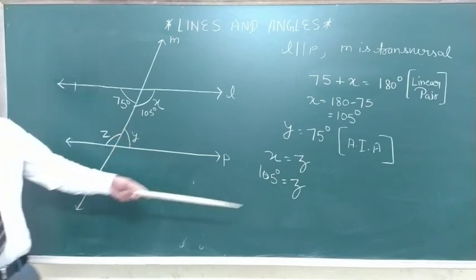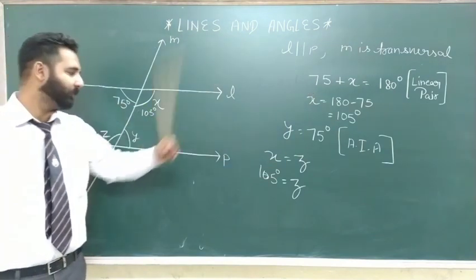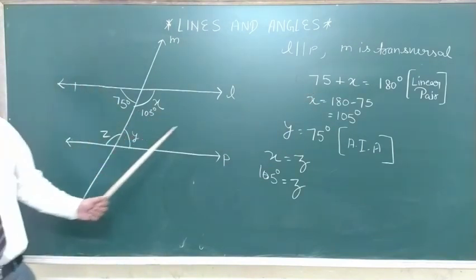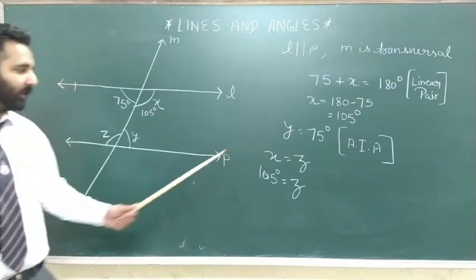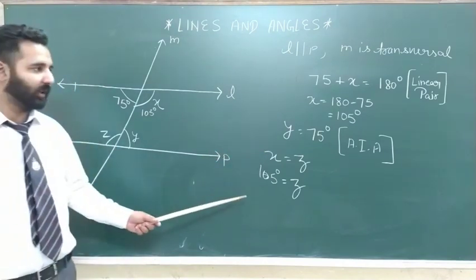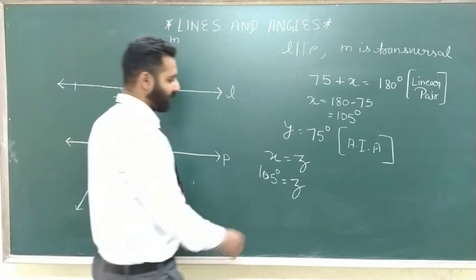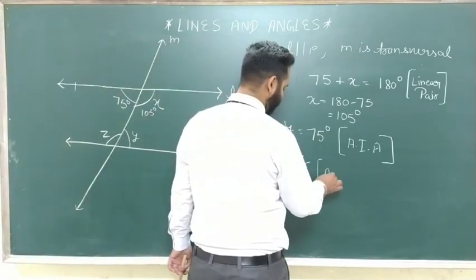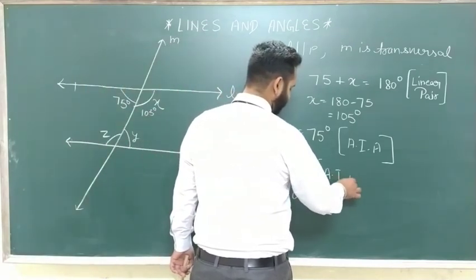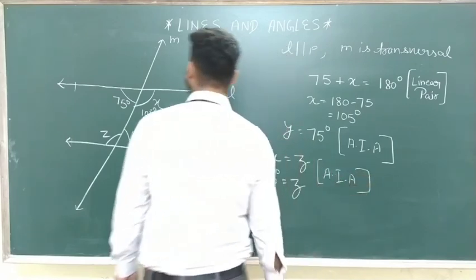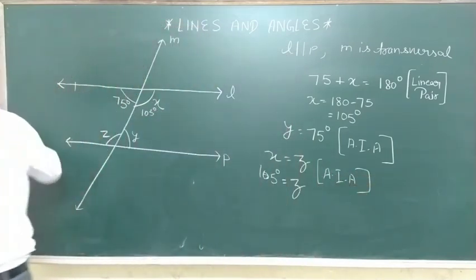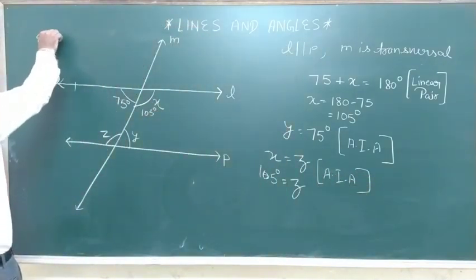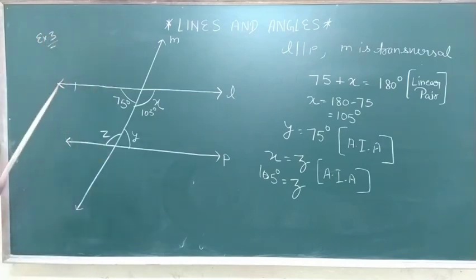I hope it is clear to you how to find the values of X, Y and Z. For X, we use the properties of a linear pair. For Y, they are alternate interior angles, and Z also alternate interior angles. So this was your example number 3. I hope this example is clear to you.